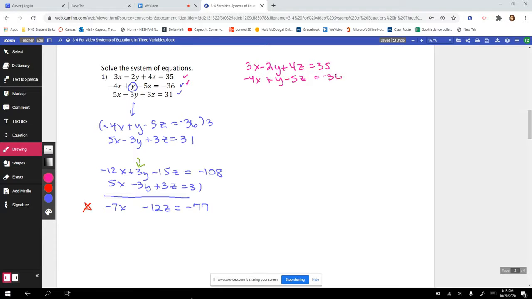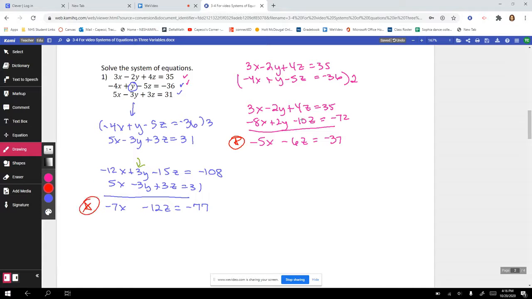Again, the idea is I'm going to try to eliminate that y. So I'm going to multiply everything by 2. So I have 3x minus 2y plus 4z is equal to 35. And then I have negative 8x plus 2y minus 10z is equal to negative 72. That gives me negative 5x minus 6z is equal to negative 37. And I'll star that one.